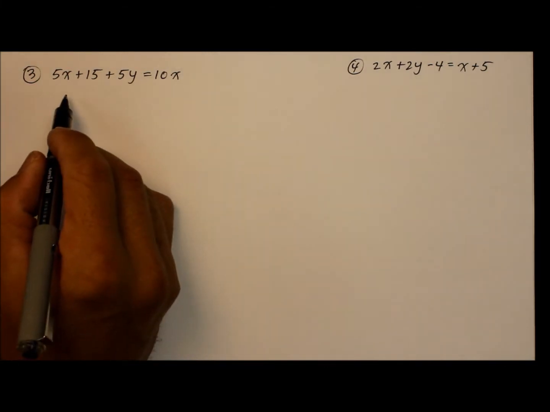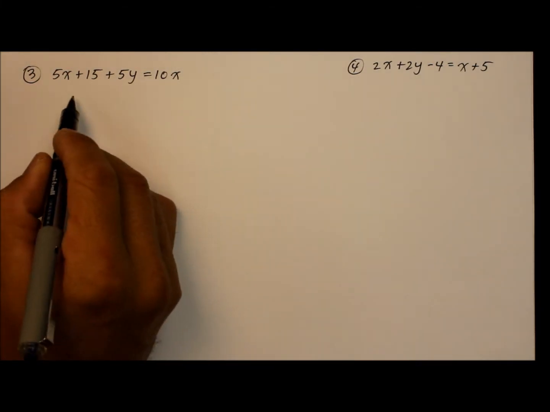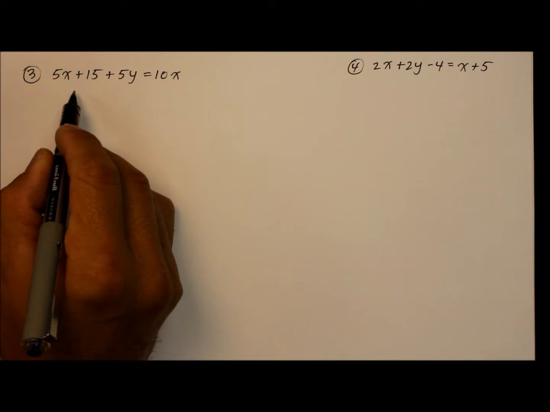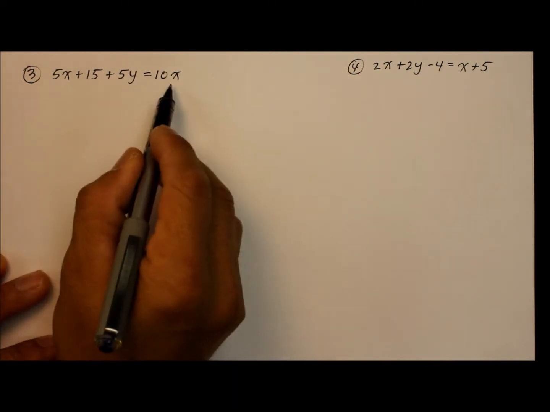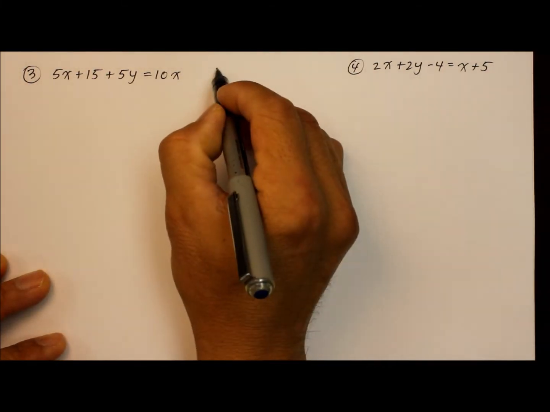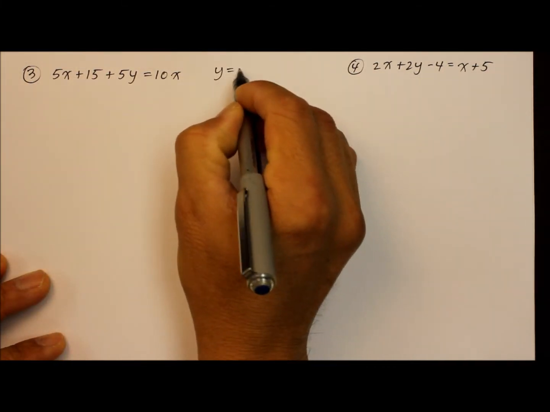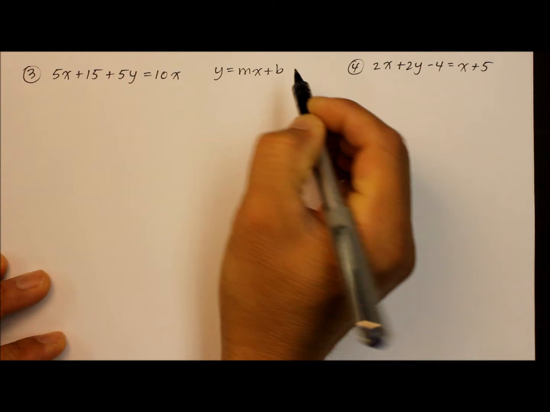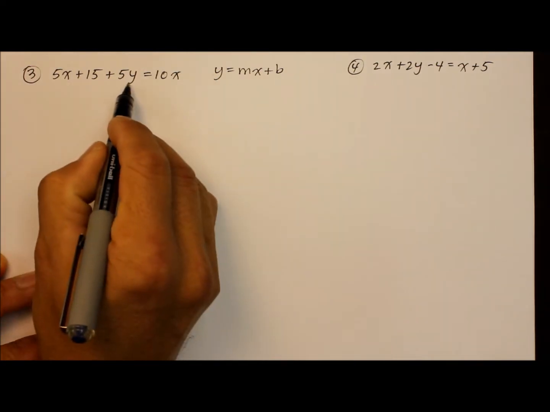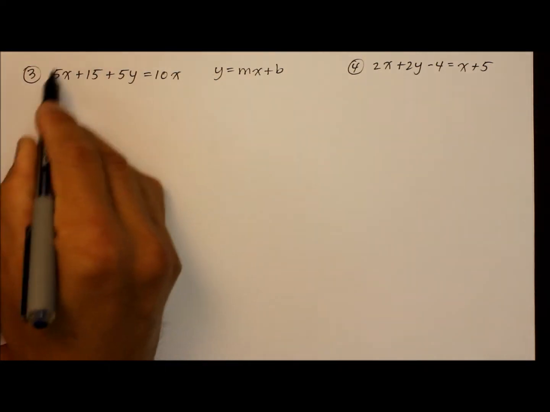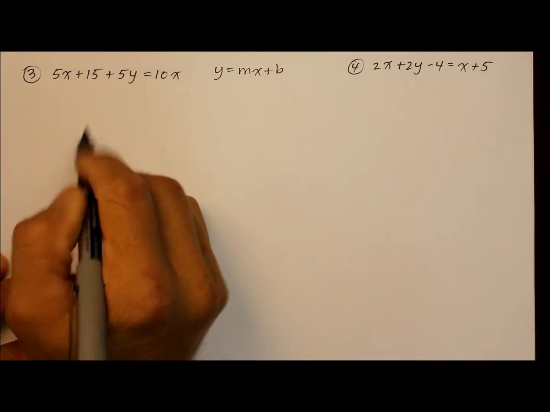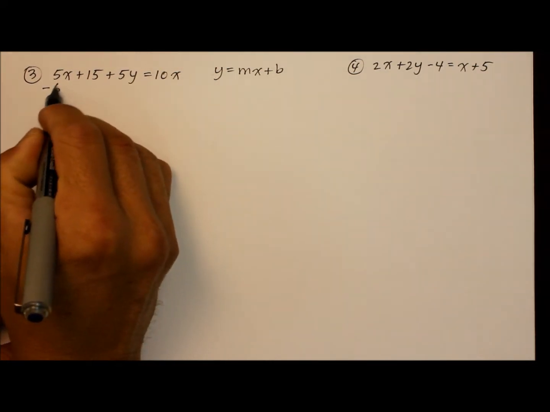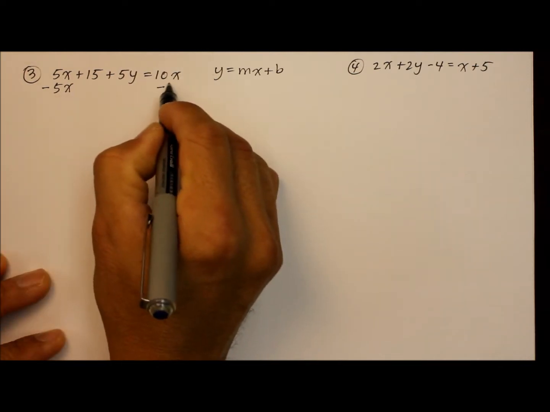Now let me give you another example. Same thing, we're going to write in slope-intercept form and graph. But we have a little bit of a mess here. Remember, we want to make it look like y is equal to mx plus b. So the y has to be by itself, and all the other terms must go to the right side of the equation. So we could move the 5x to both sides of the equation.